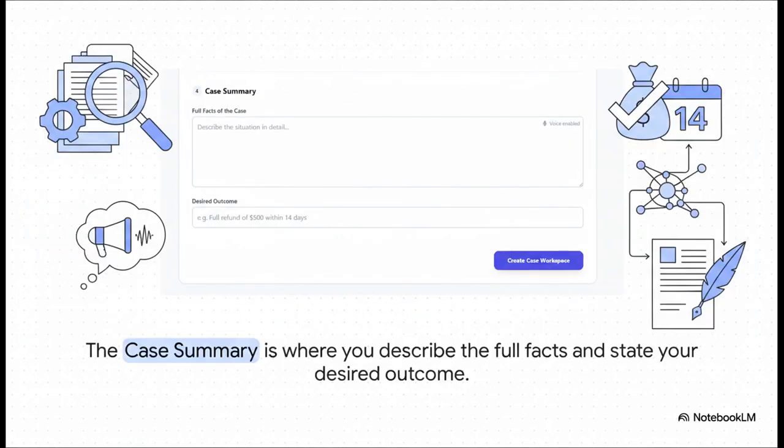Then you get to the case summary. This is your space. This is where you lay out all the gory details of what happened. And, just as important, you state exactly what you want as a resolution. You want a full refund? You put it here. The more detail you give it, the better the AI can craft a really solid letter for you.